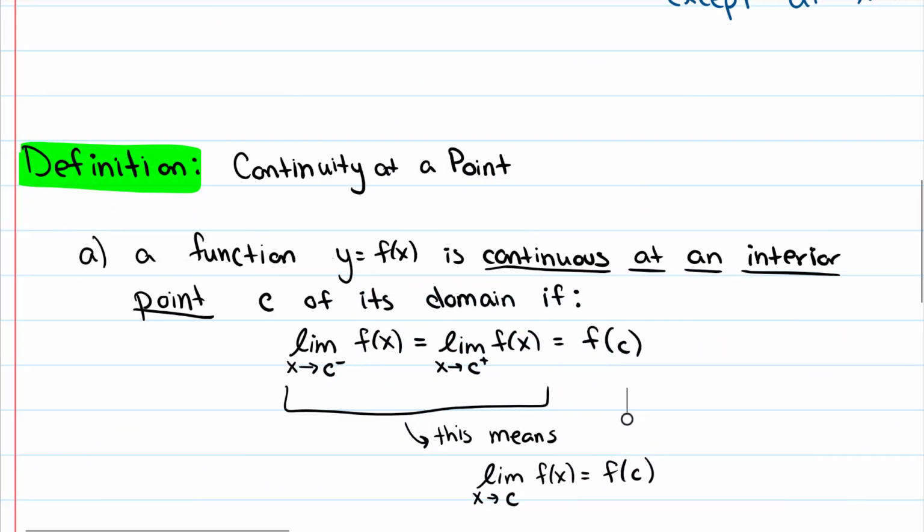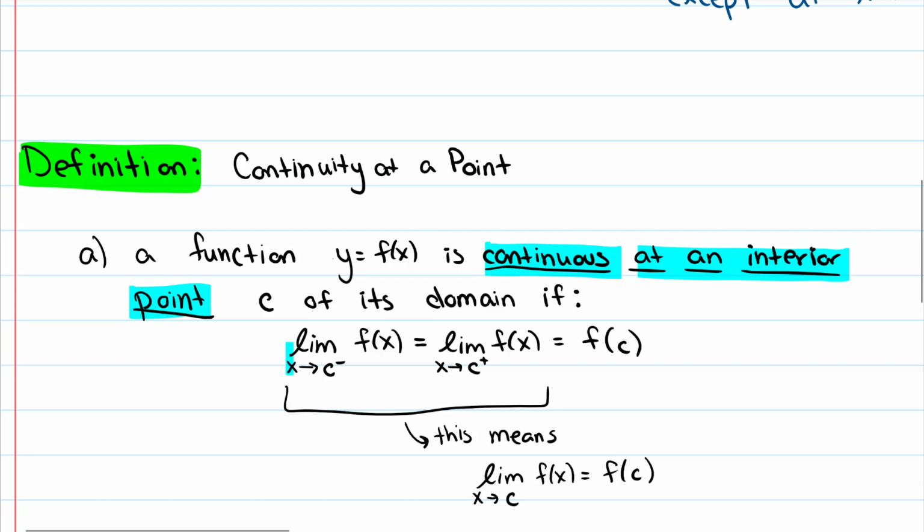Now I want to talk about the definition of continuity at a point. There's a couple things that go into this definition, so you might have to take some time to copy it all down before we go over it. A function y equals f of x is continuous at an interior point c of its domain if the limit as x approaches c from the left of f of x is equal to the limit as x approaches c from the right of f of x, which is also equal to f of c.